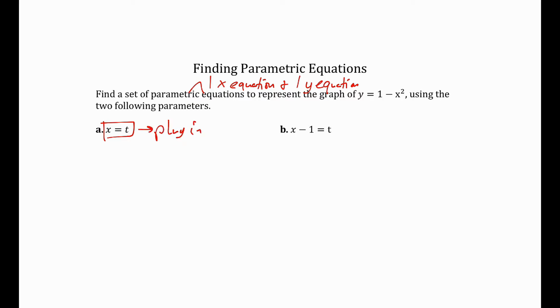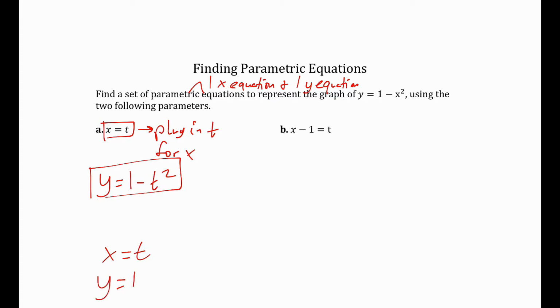Now we're going to take the t and plug it in for x in the other equation. So we had y equals 1 minus, instead of x squared, now we're going to do t squared. And that's our second parametric equation. So our two parametric equations, putting them as one final answer, are x equals t and y equals 1 minus t squared.